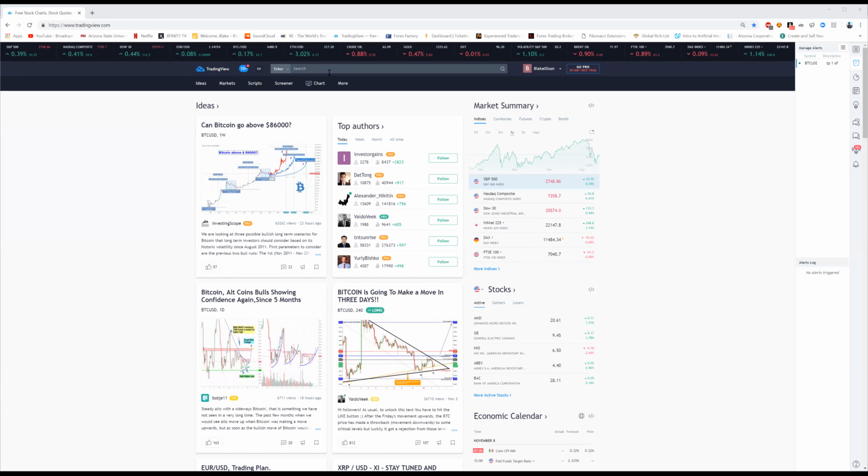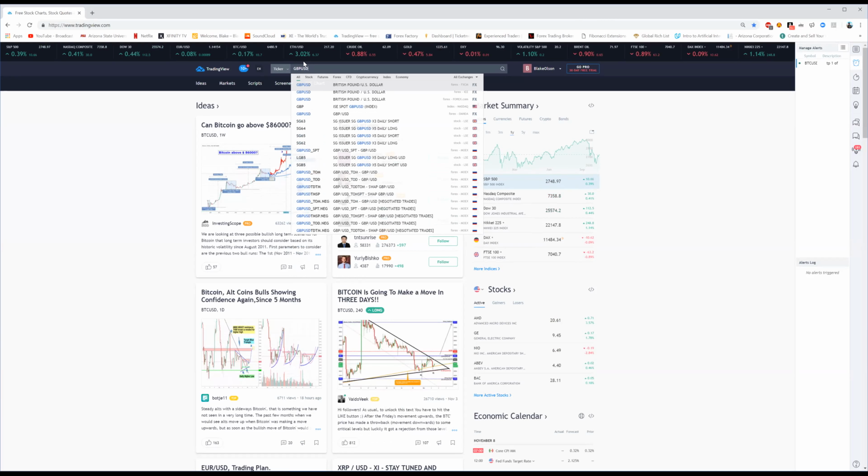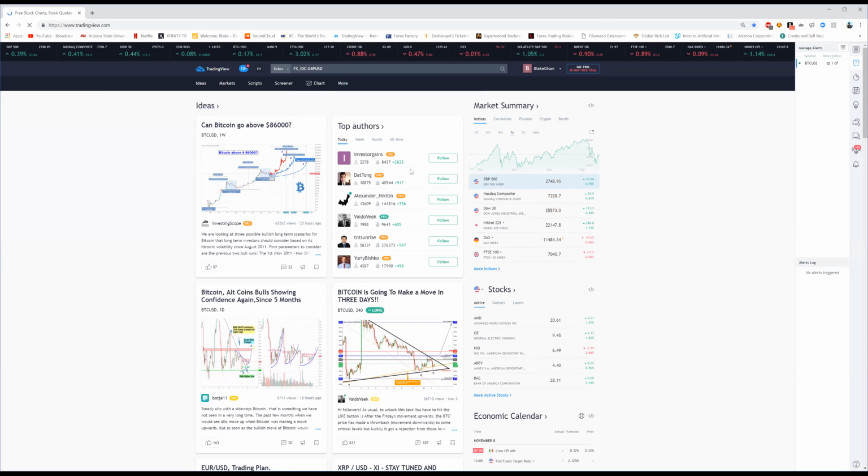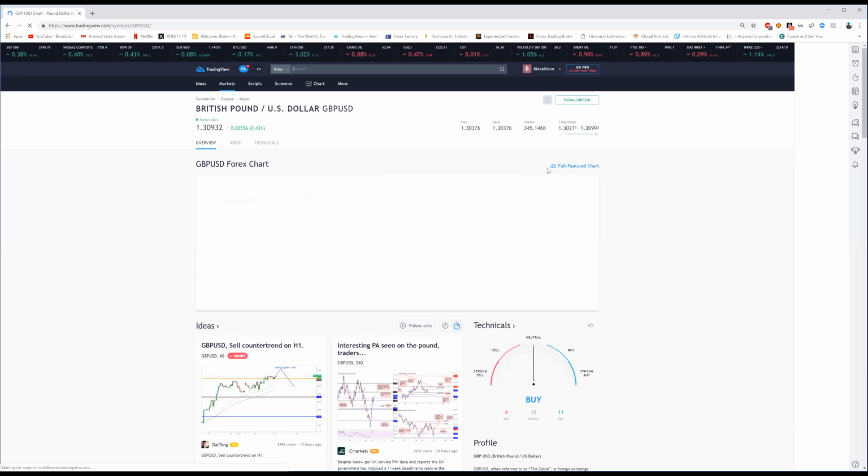So we're on TradingView as per usual, and there's a couple things I want to look at. First off, I want to look at what happened to pound pairs yesterday. So we're going to pull up GBP USD, or the pound versus the US dollar.